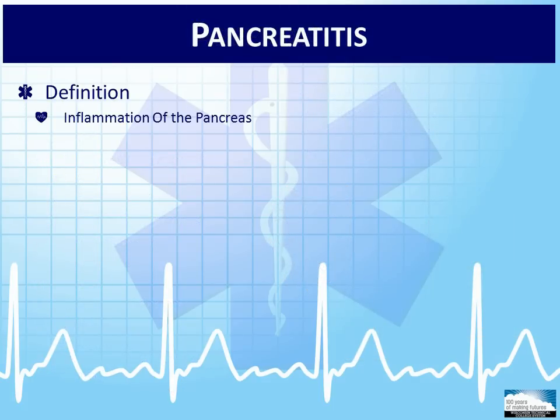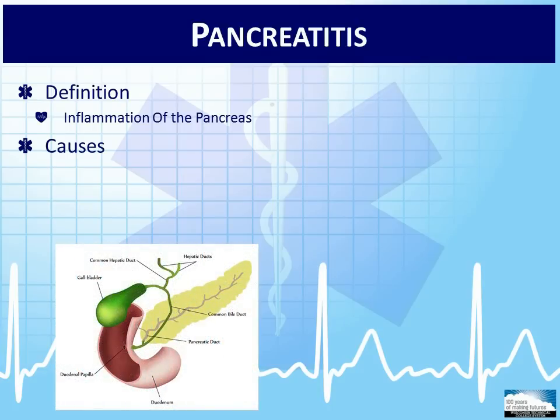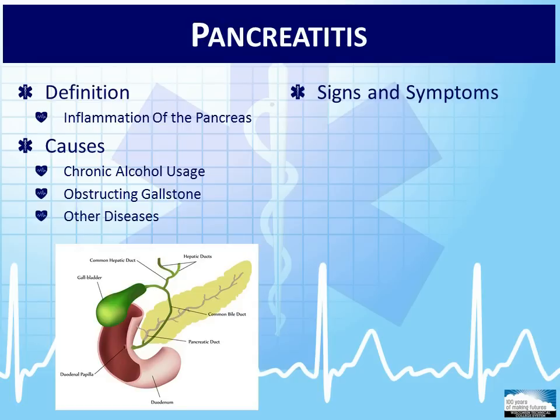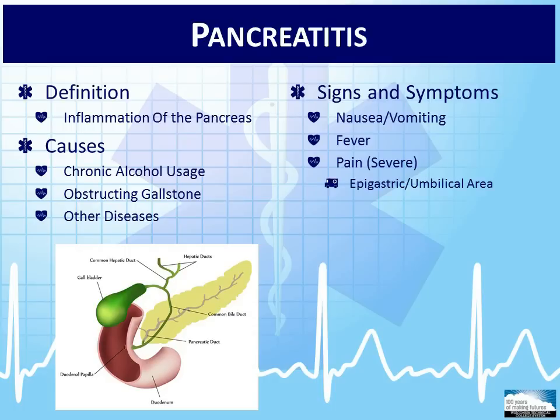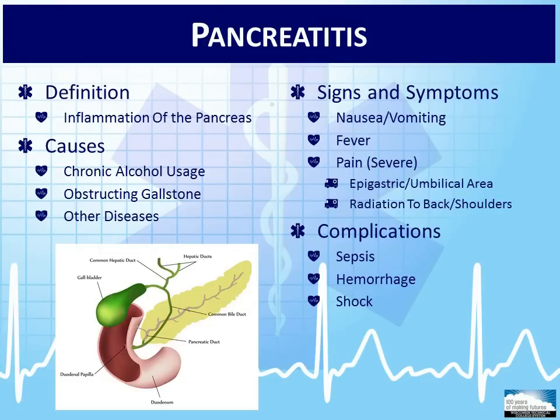Pancreatitis is the inflammation of the pancreas. This condition is common in patients with chronic alcohol consumption, although it can also be caused by an obstructing gallstone or other disease. Signs and symptoms of pancreatitis may include nausea, vomiting, fever, and severe pain. The patient may have referred pain in the epigastric and umbilical areas that radiates to the back and shoulders. If left untreated, pancreatitis can lead to sepsis, hemorrhage, and shock.